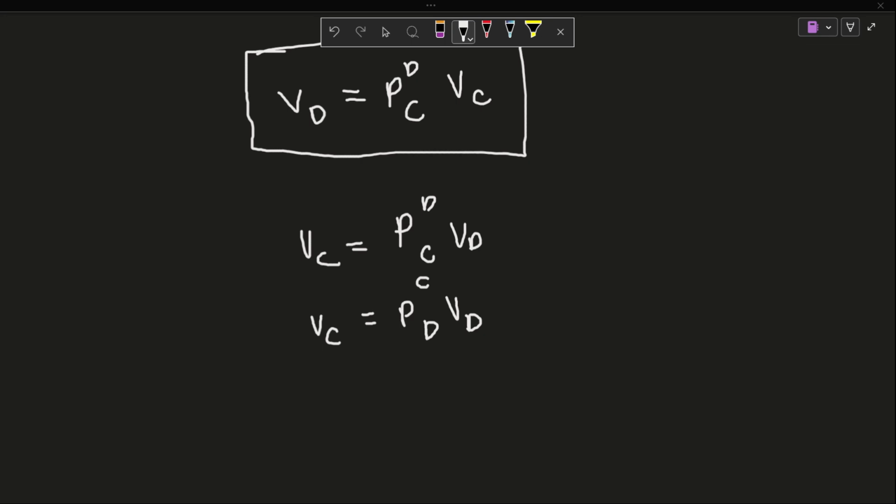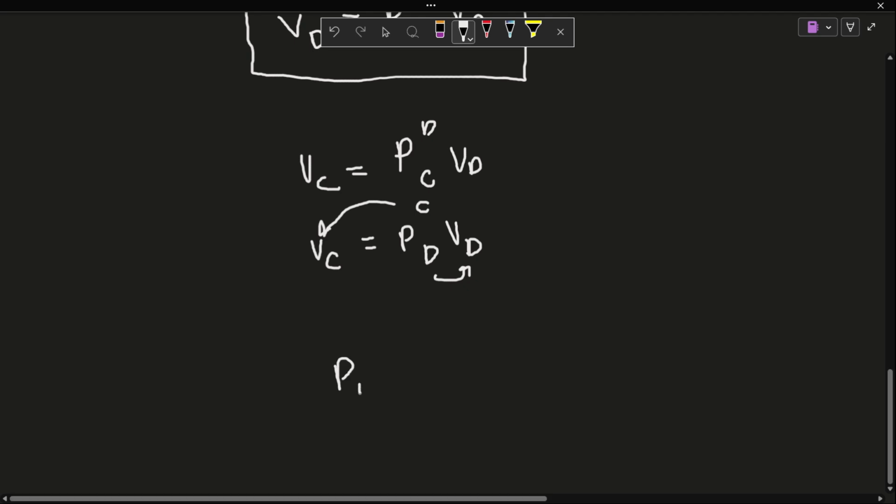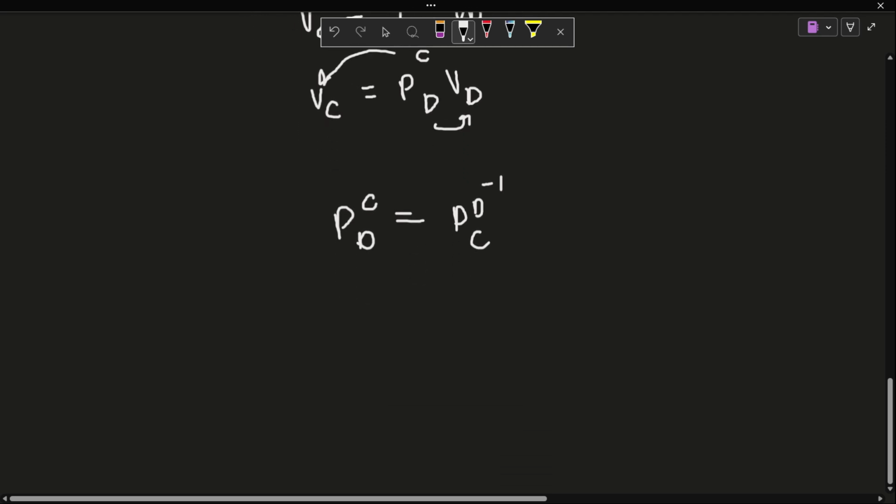So this match and this match, these two need to match in order for our value to actually be truthful. One thing you'll note is that the transition matrix P D to C is going to be the inverse of the transition matrix P C to D. These two are going to be matrix inverses, and that's something very good to note.